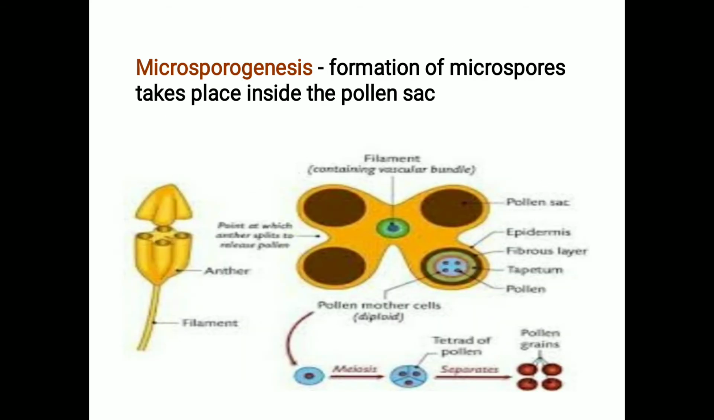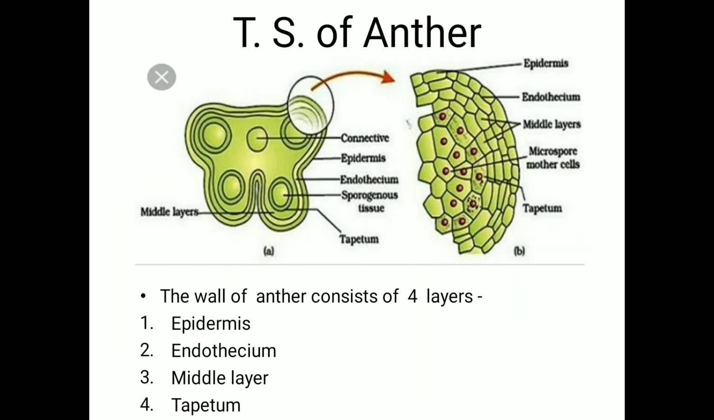Next one is microsporogenesis. What is microsporogenesis? It is the formation of microspores inside the microsporangia or pollen sac. The formation of microspores, that is the pollen grains, takes place inside the pollen sac. So it is called microsporogenesis.